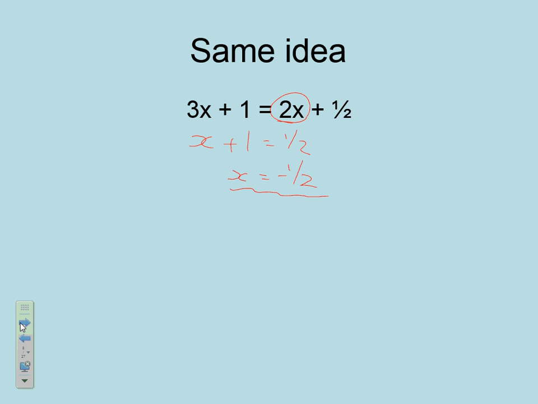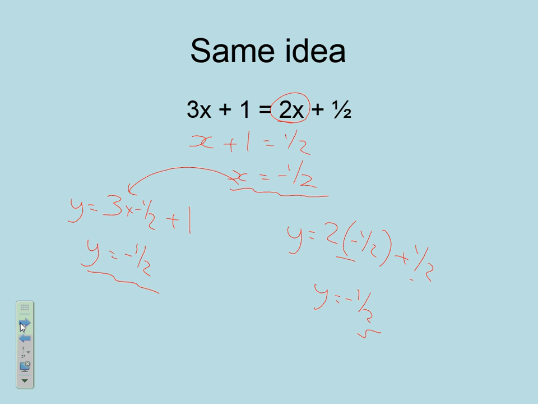Now we can find out what the y number is by throwing minus a half into that. So we've got y equals minus a half from that. Or we could try it the other way. 2 lots of minus a half, add a half. That's minus 1, add a half. So the coordinates where they met was actually minus a half, minus a half, just as we saw on the picture.